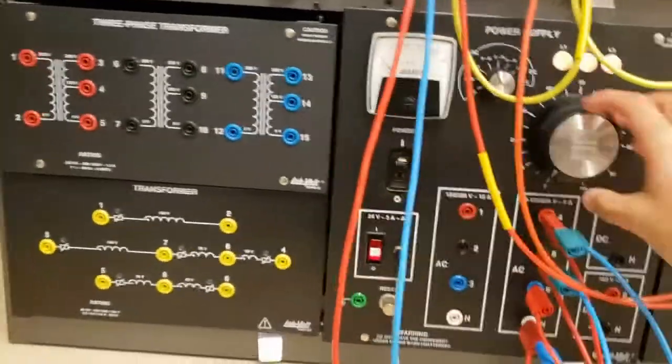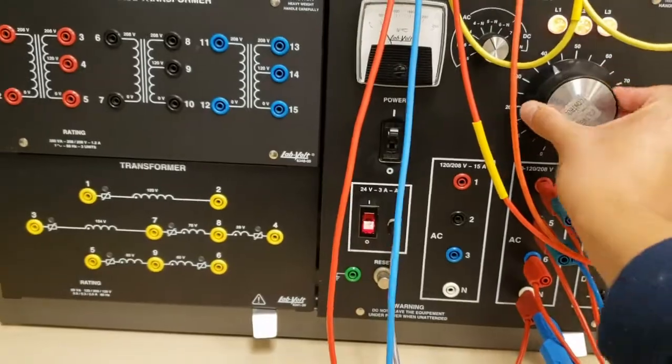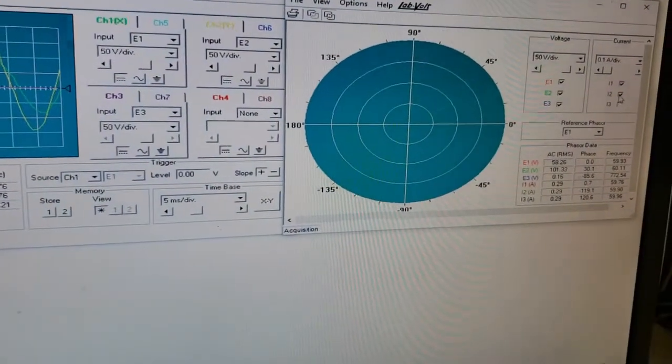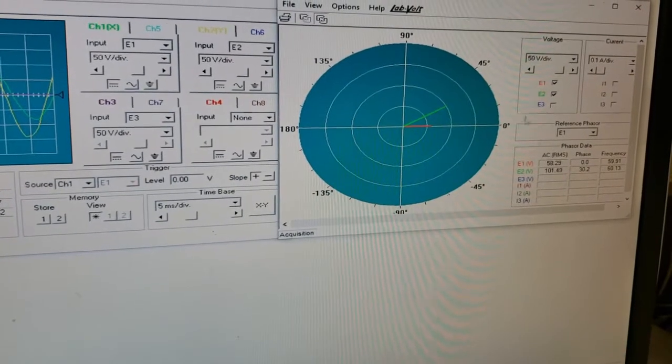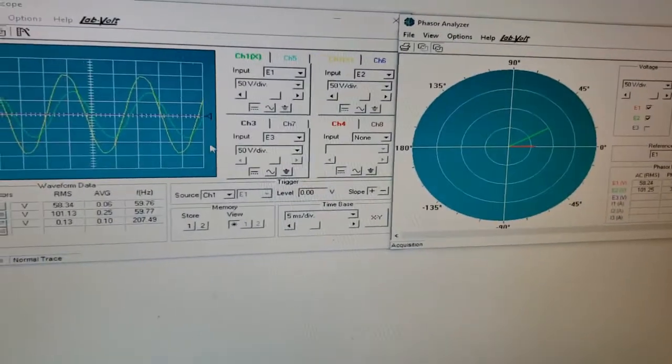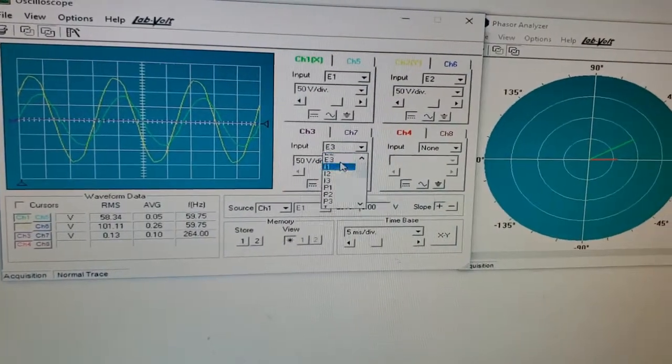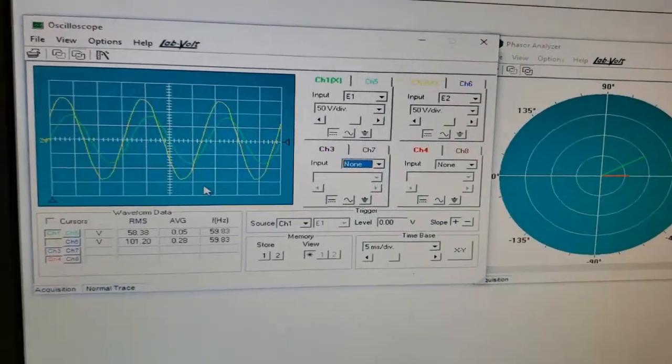I'm going to turn this back on and set it to 60 volts once more. I'm going to remove the unnecessary waveforms. I don't care about those. All I care about is E1 and E2. And I'm also going to do the same here. I'll show that there. So look now.